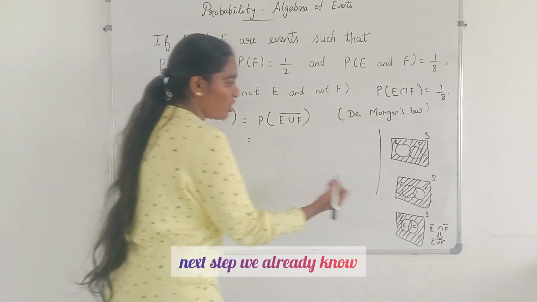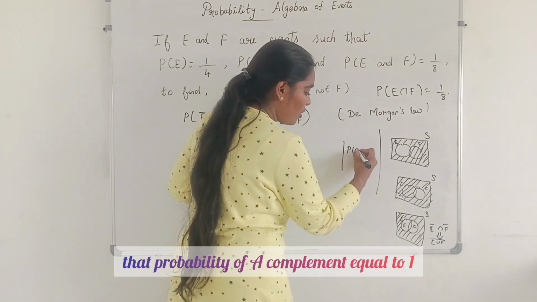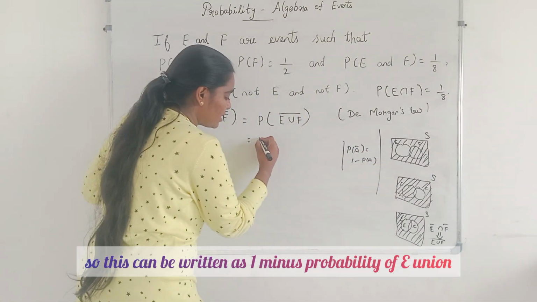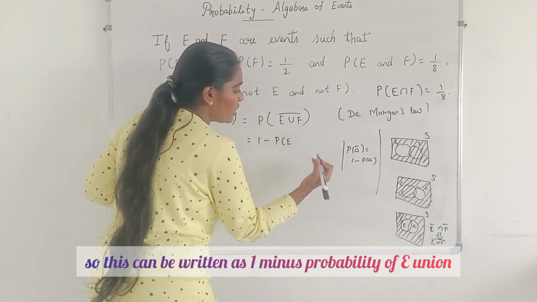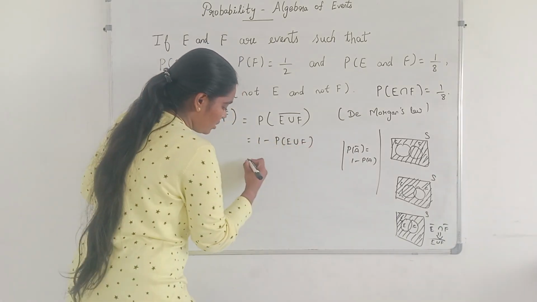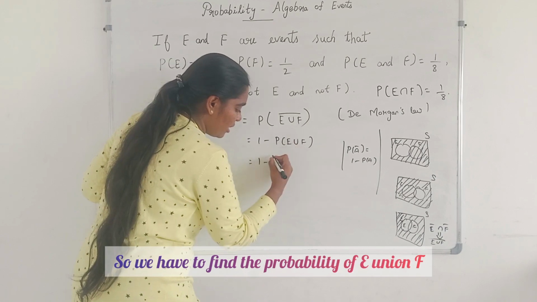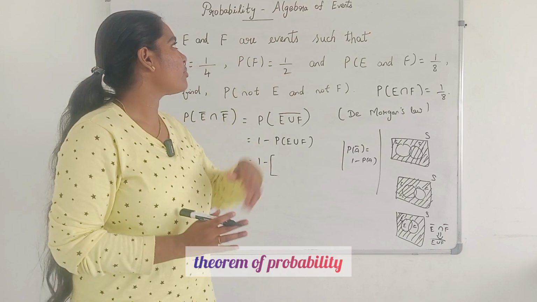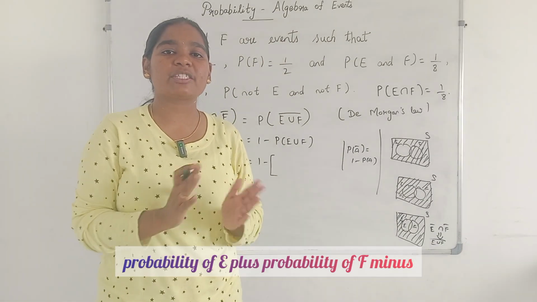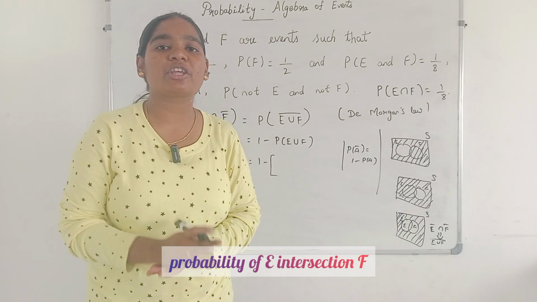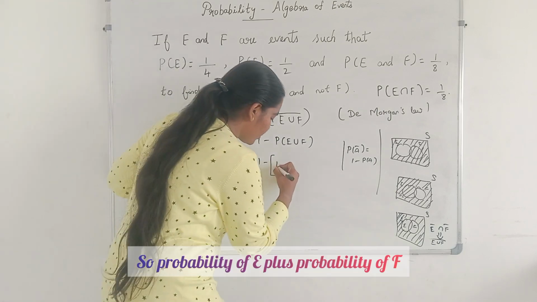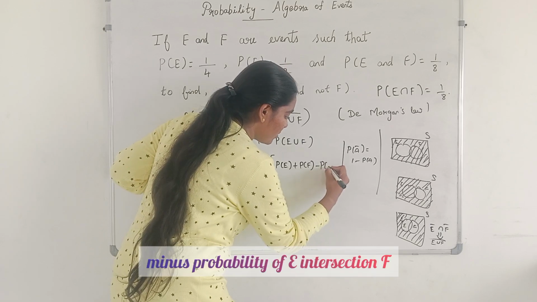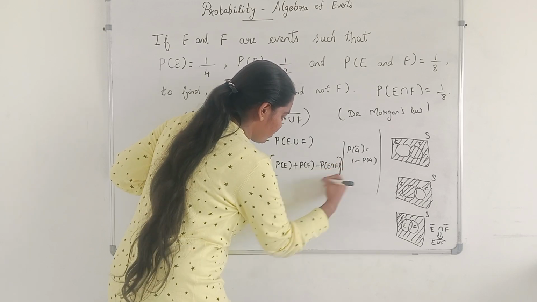Next step, we already know that probability of A complement equals 1 minus probability of A. So this can be written as 1 minus probability of E union F. So we have to find the probability of E union F. Probability of E union F equals, by addition theorem of probability, probability of E plus probability of F minus probability of E intersection F.